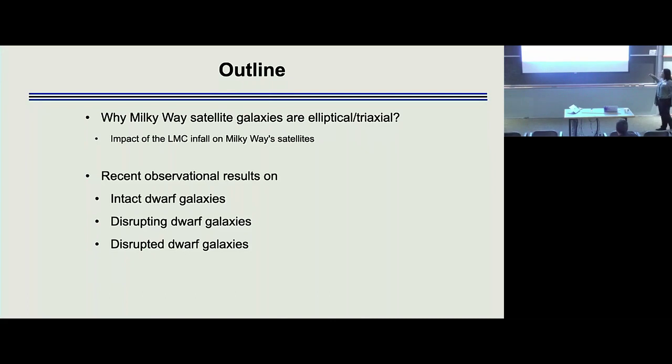So the first half of the talk will be on why Milky Way satellites are elliptical, triaxial. And again, I'm not trying to tell you how these things apply to understanding the nature of dark matter, but more I want the theorists to tell me whether any of those exciting observational results are interesting to you, and maybe you can tell me how to interpret the result. For that part, I will mention the impact of the LMC on the Milky Way satellites. And I'm going to mention some of the observational results on intact dwarfs, disrupting dwarfs, and disrupted dwarfs. Again, the last one, basic stellar streams, I will mention at the end if there's time.